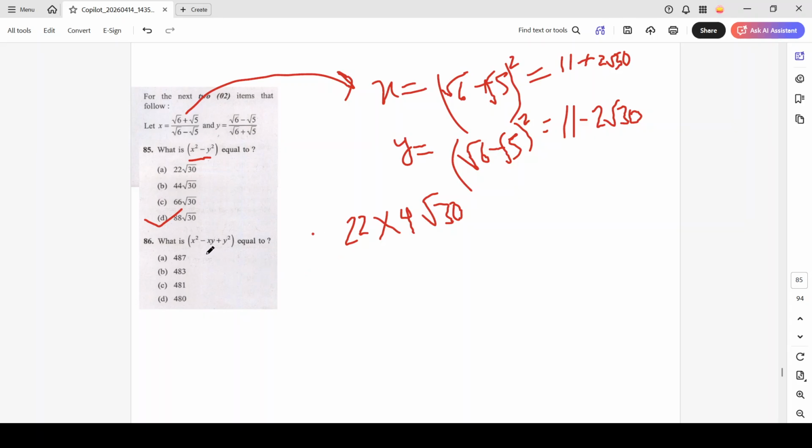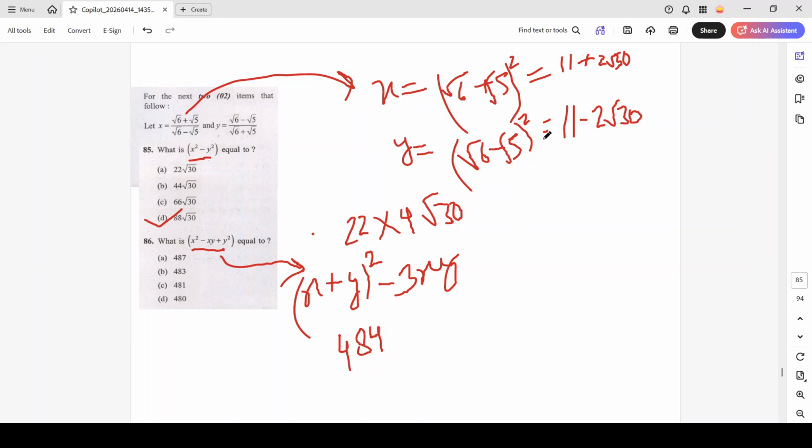now move on to the next question. So this is asking x square minus xy plus y square. So what is basically x square plus y square? What is x square plus y square? This is x plus y whole square minus 2xy, and minus xy, that is minus 3xy. This complete equation we write like this. What is x plus y? X plus y is 22, 22 square, 484.